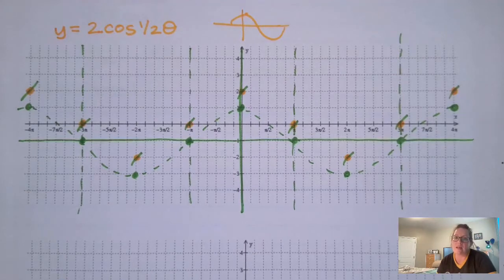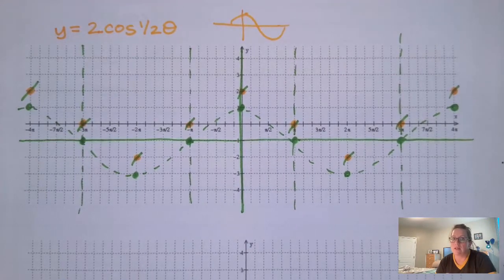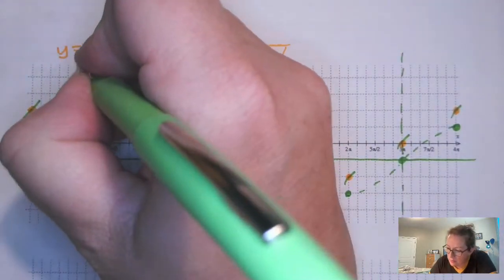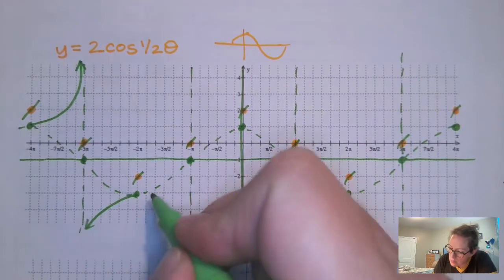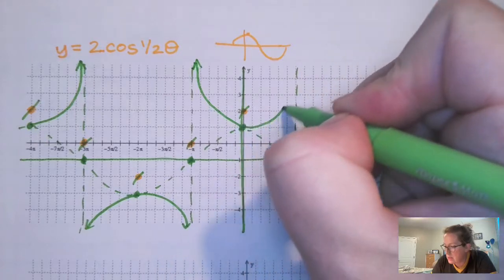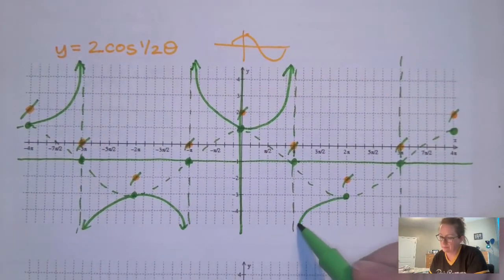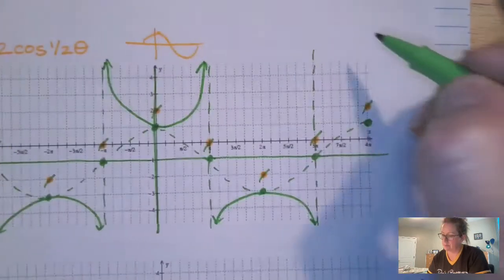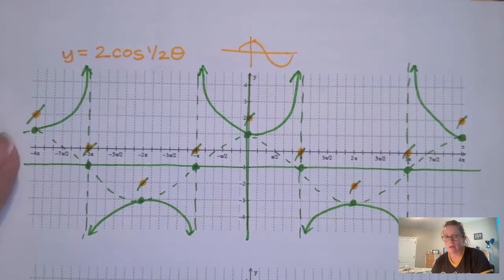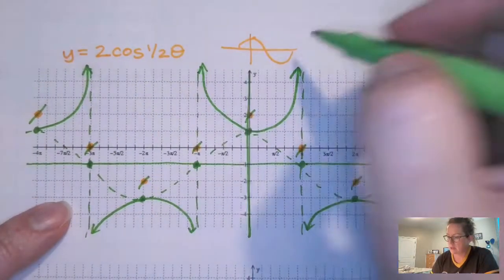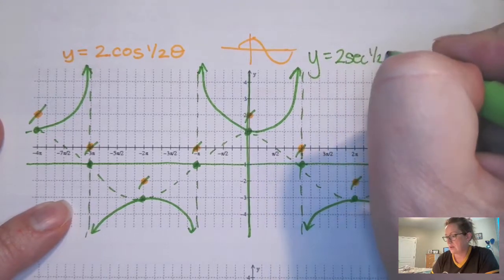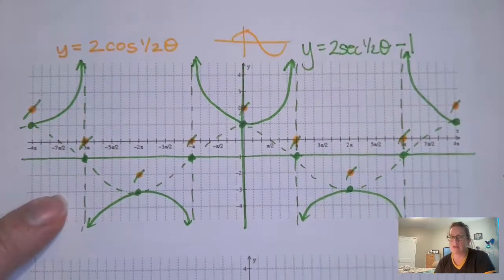Okay, so now that we have our asymptotes and our dashed cosine, we can go ahead and do the secant part, which is like the U shape. It goes through our max and our mins and close to the asymptotes, but not touching. All right, so then let me write that guy down so you can see. So we get y equals 2 secant half theta minus 1 is the green graph.